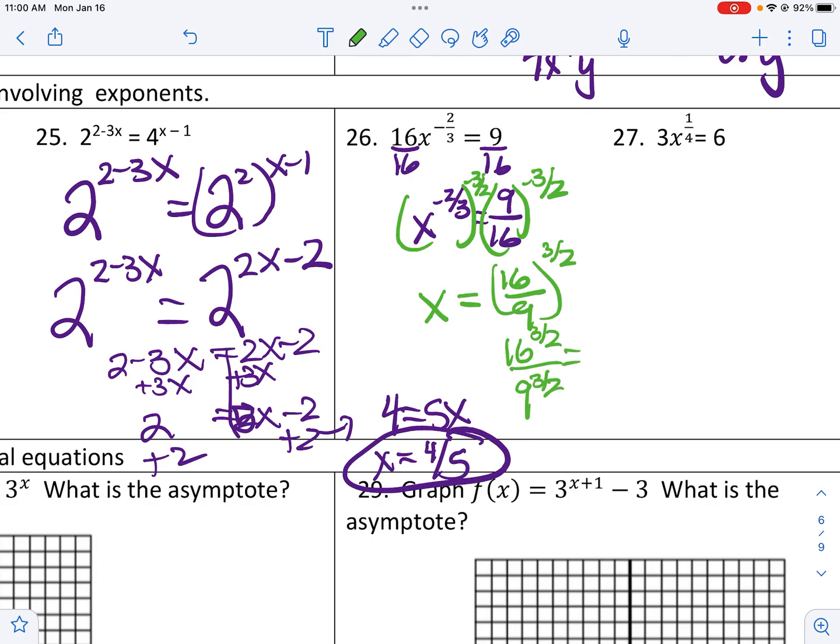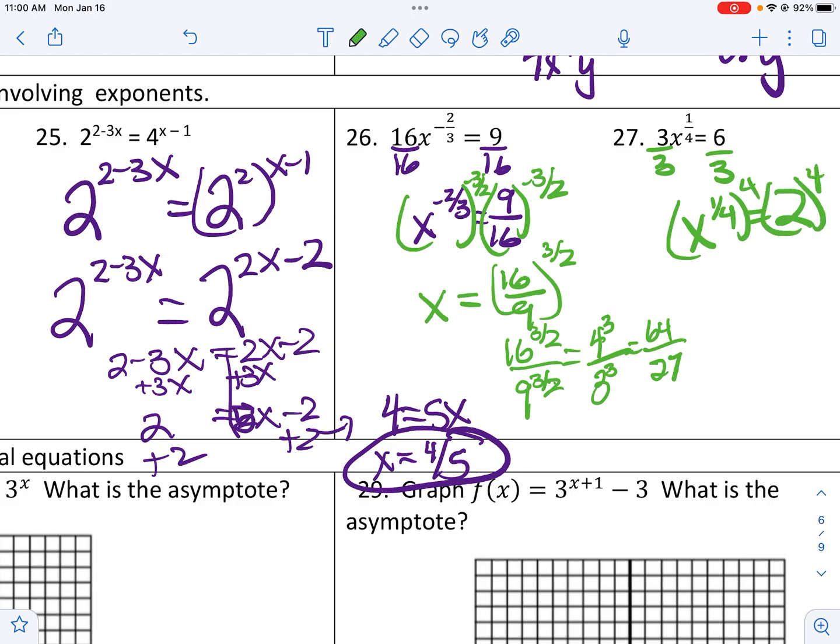So again, that's the square root. So it's really 4 cubed. That's the square root of 9, so 3 cubed. So 64 over 27. This next one's a little easier. Divide by 3 first. So x to the 1/4 equals 2. And then to the 4th power. Probably should have started with that one first. So x equals 16.